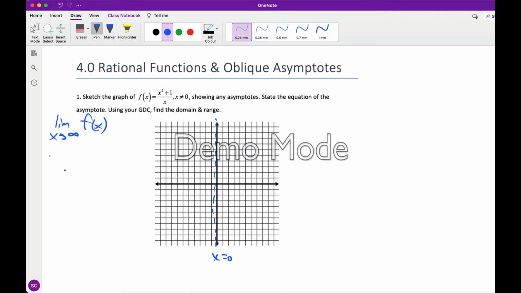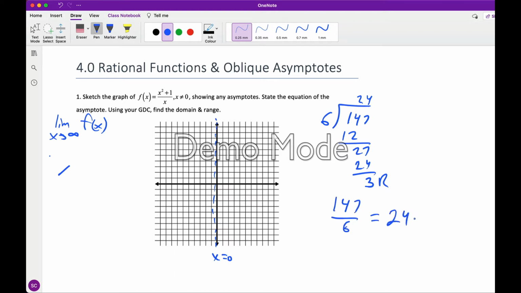To do the long division, it looks like regular long division with numbers. So you do 6 into 14 goes 2 times. 2 times 6 is 12. 6 goes into 27 4 times. 4 times 6 is 24. You get a remainder of 3. So that means 147 divided by 6 equals 24 plus 3/6. That's how it works.